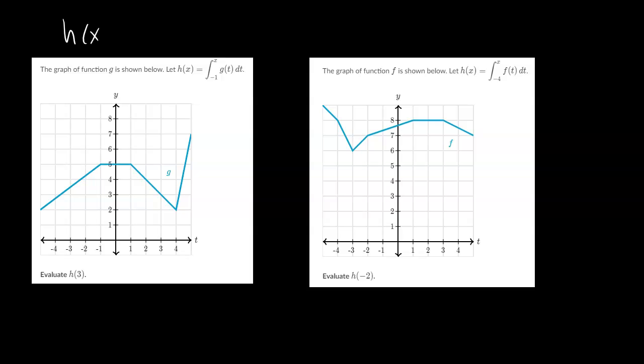Says let h of x equal the integral from -1 to x, g of t dt. Okay, so that is basically similar to what we had up above, where -1 was the bottom number. It's not always the case, just for these examples, apparently. Evaluate h of 3. All right. Excellent.